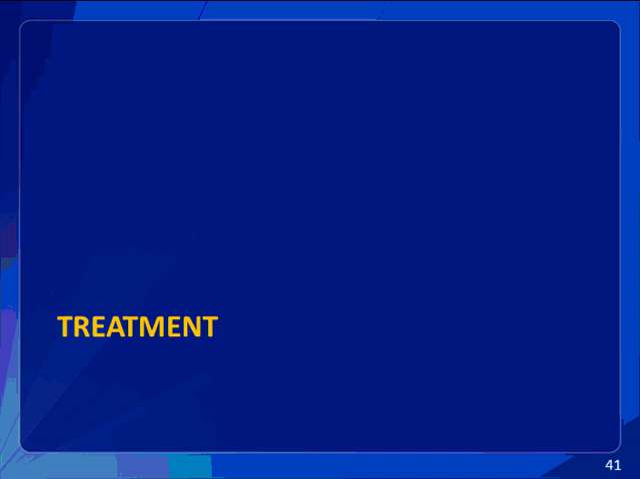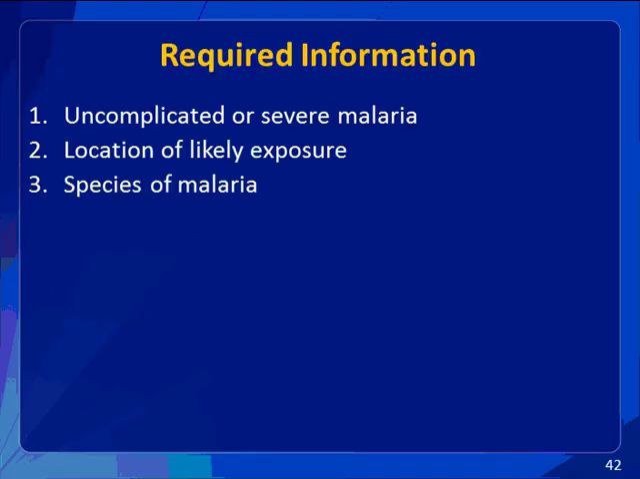Finally, in this last section, I will discuss treatment once a confirmed diagnosis has been made. When choosing a treatment option for malaria, there are generally three important pieces of information that will guide the decision on how to treat. First is the staging of the case, whether it is uncomplicated or severe malaria. Second, the location of likely exposure, or where the infection was likely acquired. And finally, the species of malaria.